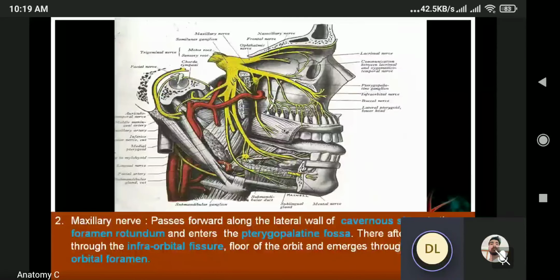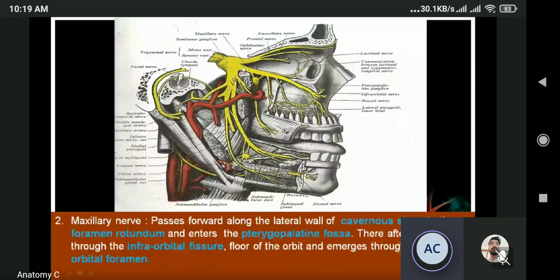Okay. Now just see the branches of the maxillary nerve. What are the branches of the maxillary nerve? So this is the maxillary nerve, and it has three different parts. This one is the intracranial part, because it has not yet come out from the foramen rotundum. The intracranial part has one branch, known as the meningeal branch.